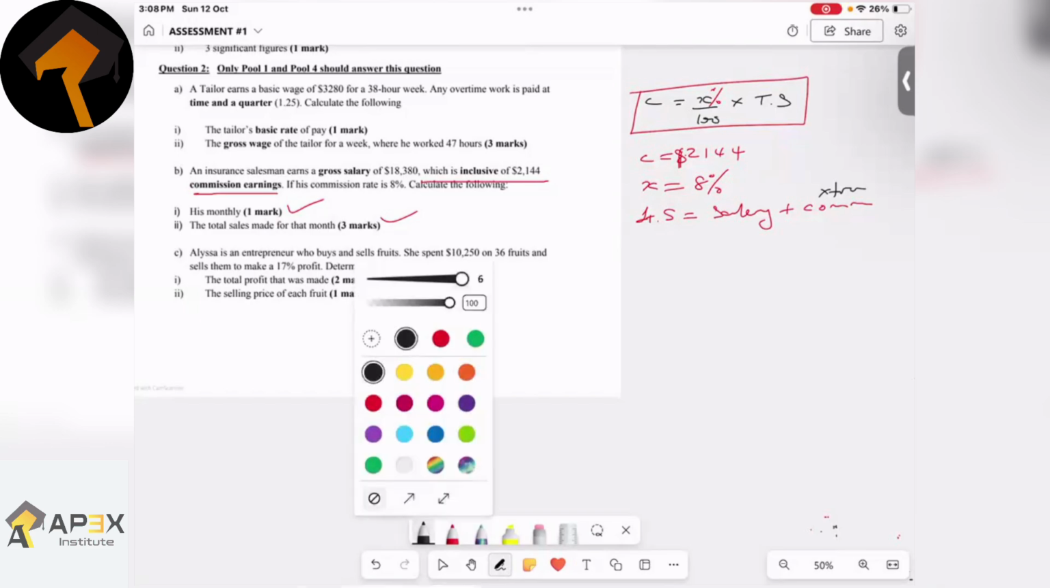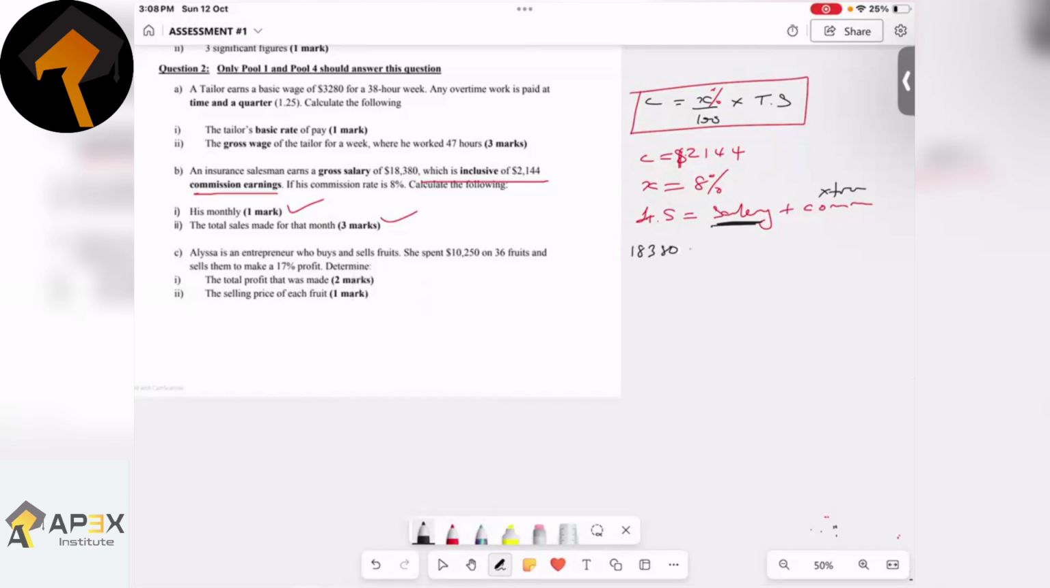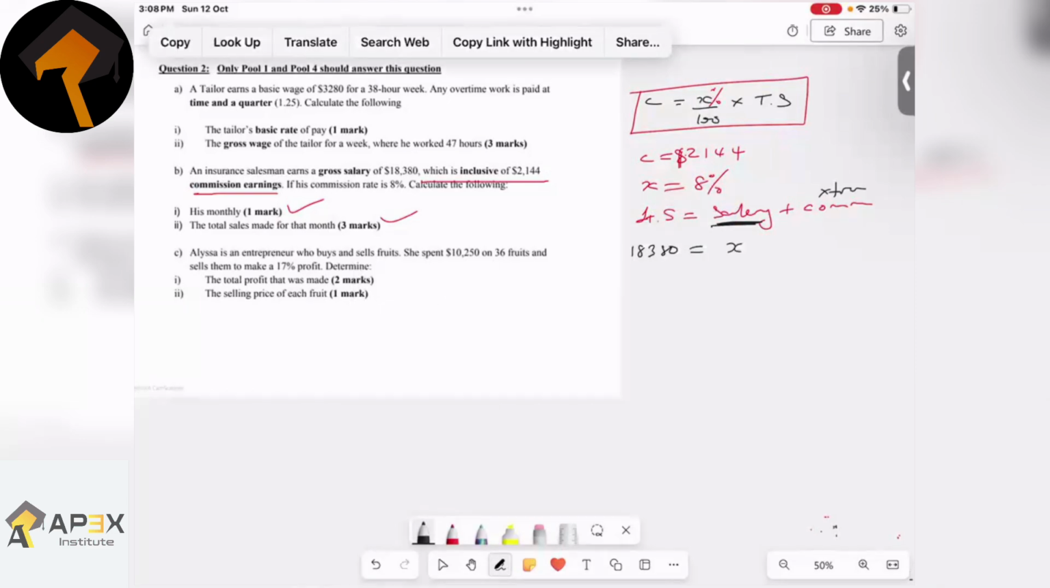So when you set it up like this, you can now start to look at your comprehension skills. So here, we're looking for his monthly salary. This is what we're looking for. So if I take the gross income, which is 18,380, and I set it equal to salary, which is going to be X because I don't know what the salary is. We want his monthly, which means his monthly salary. So I'm going to set salary to be equal to X plus the commission as told, which was 2,144.